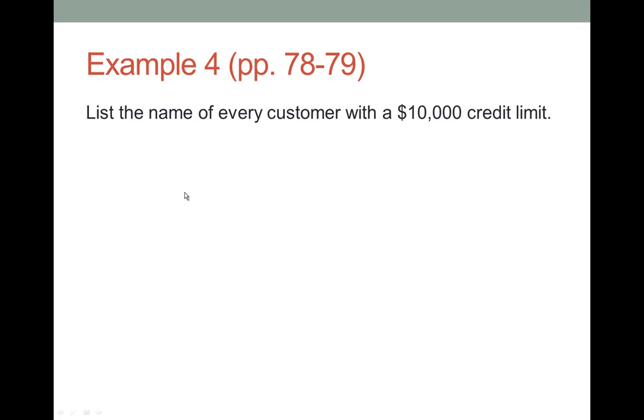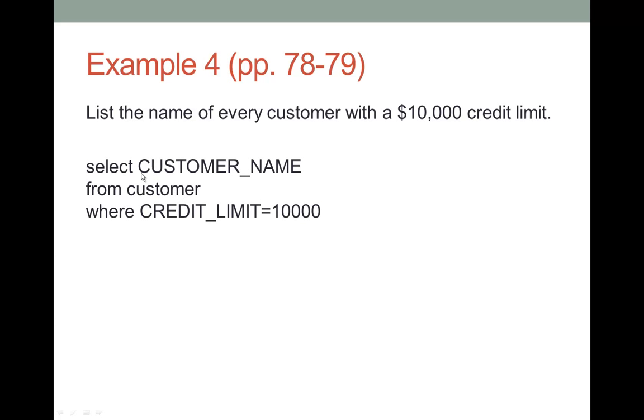In this example, they want us to list the name of every customer with a $10,000 credit limit. So this is where they're going to start to introduce us to the criteria. Before, I would have simply had select customer name from customer. Now I'm adding this where clause. The name of the field itself is credit underscore limit. And notice I said equal 10,000.